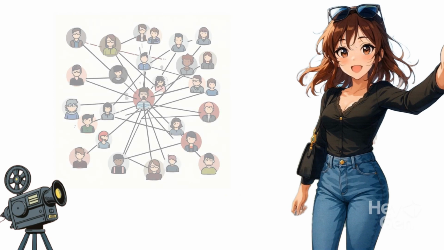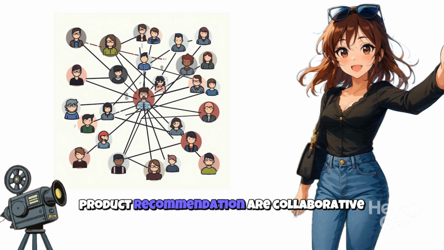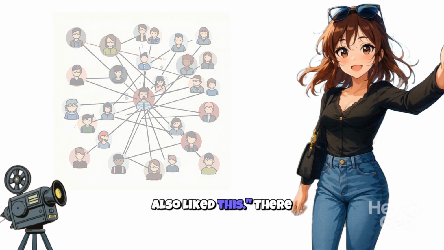The first one is collaborative filtering. The techniques used in product recommendation are collaborative filtering, which recommends products based on similarities between users or items without needing detailed product features. For example, people who are similar to you also liked this.